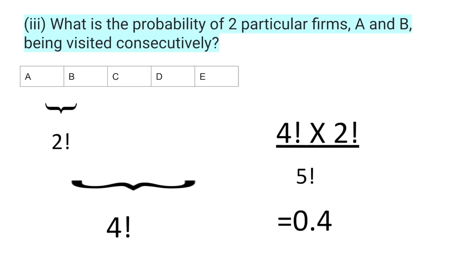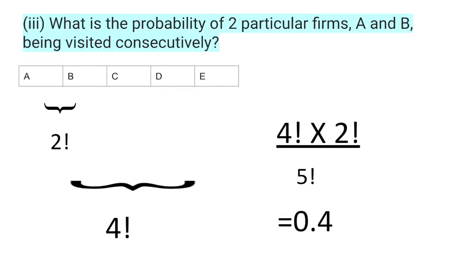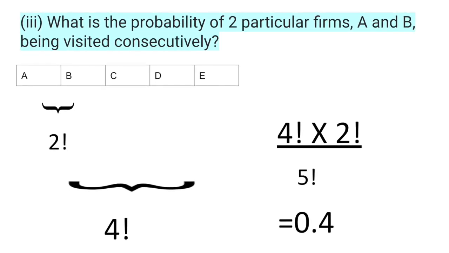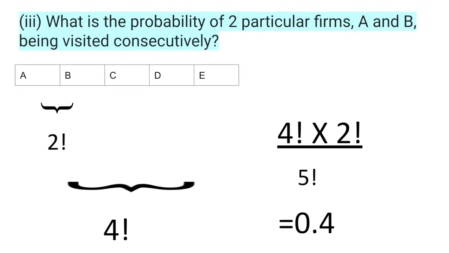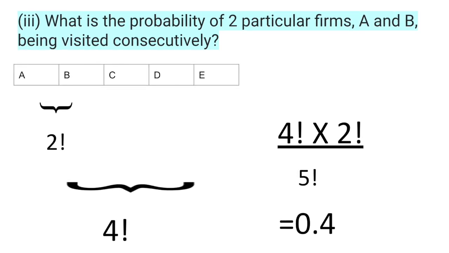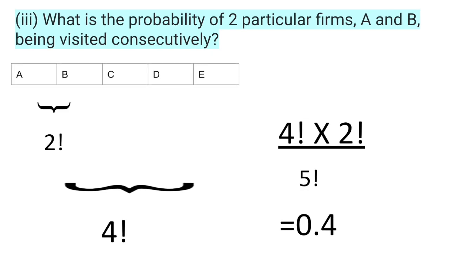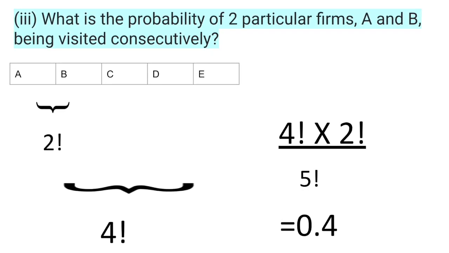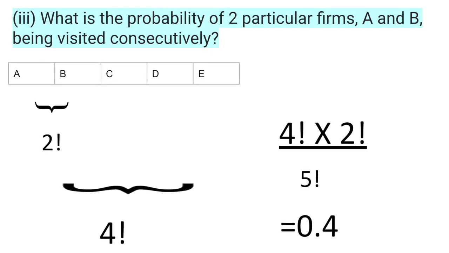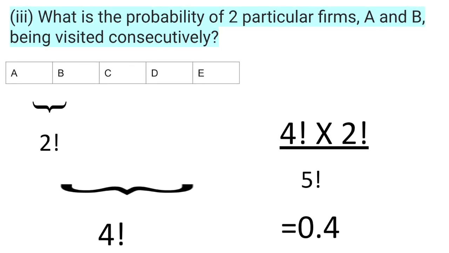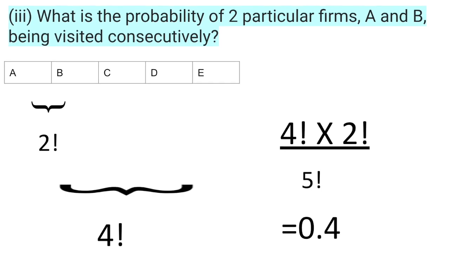They are linked together, therefore it's 2 factorial. And the other 3 companies, C, D, E, can be arranged in any order after that. Therefore, the total will be 4 items: first is A, B together, and then the other 3 are C, D, and E. That's why it will be 4 factorial.